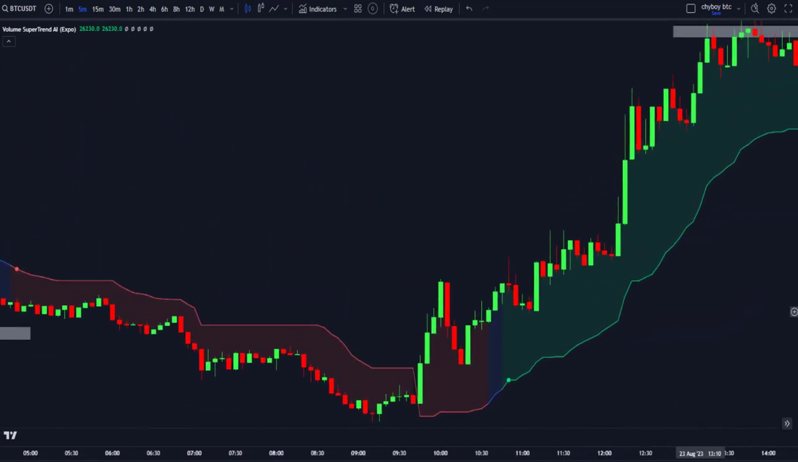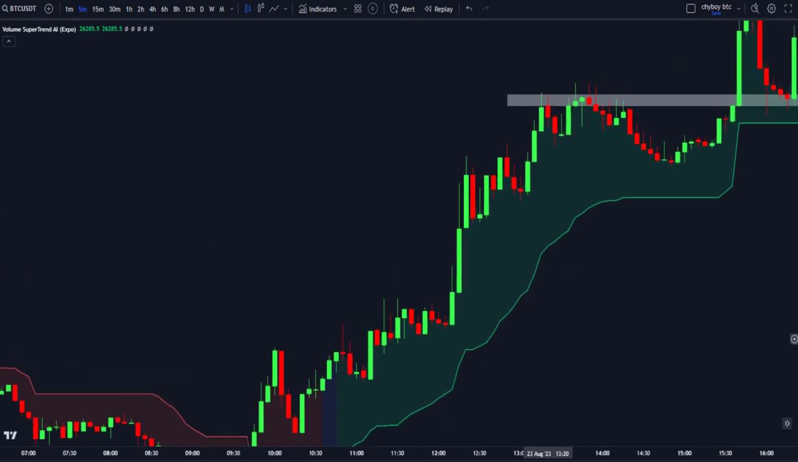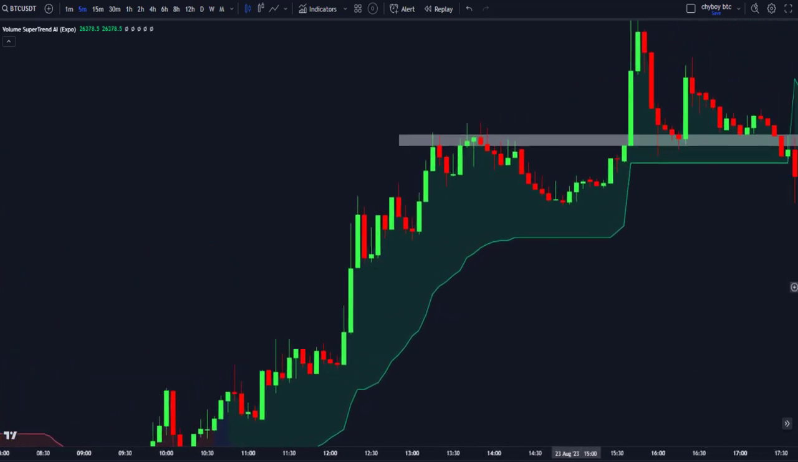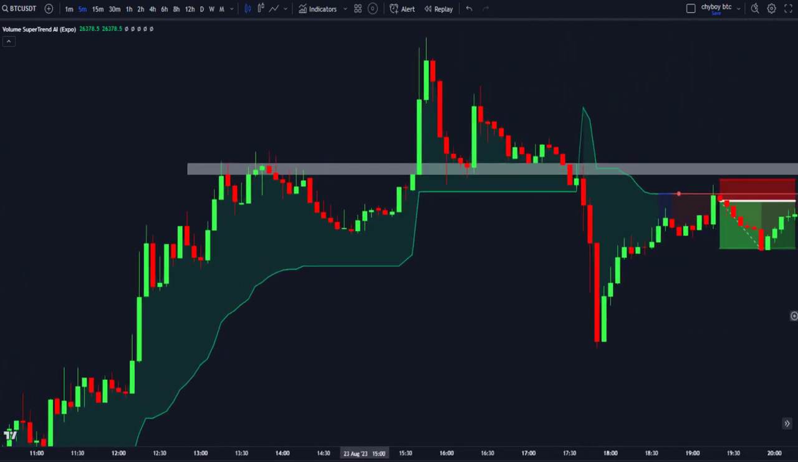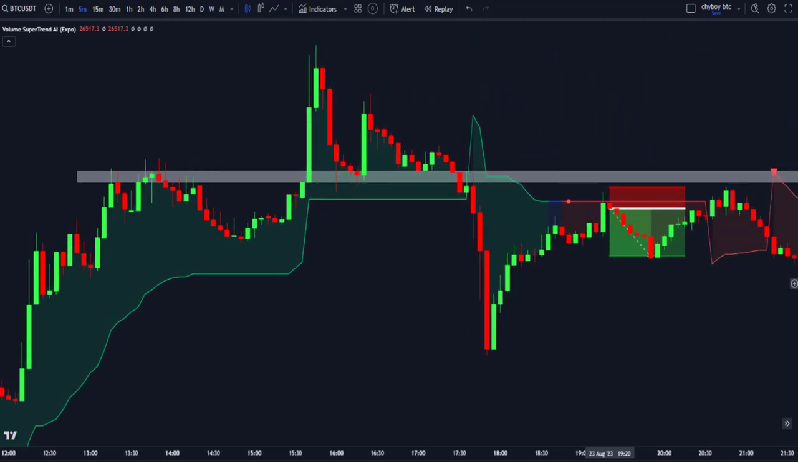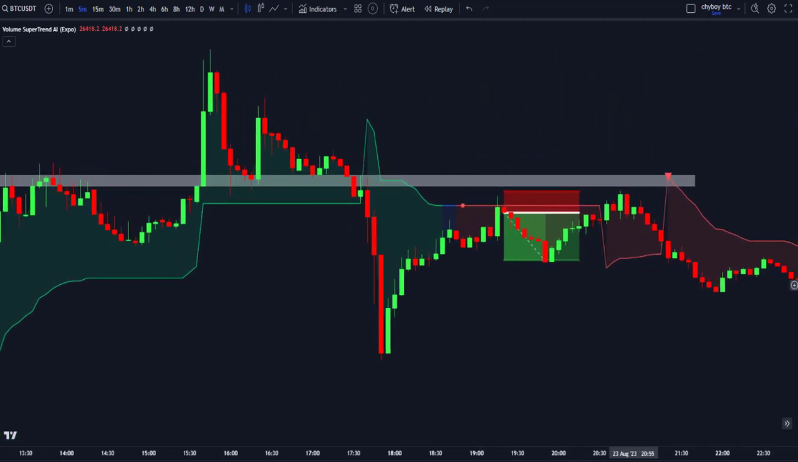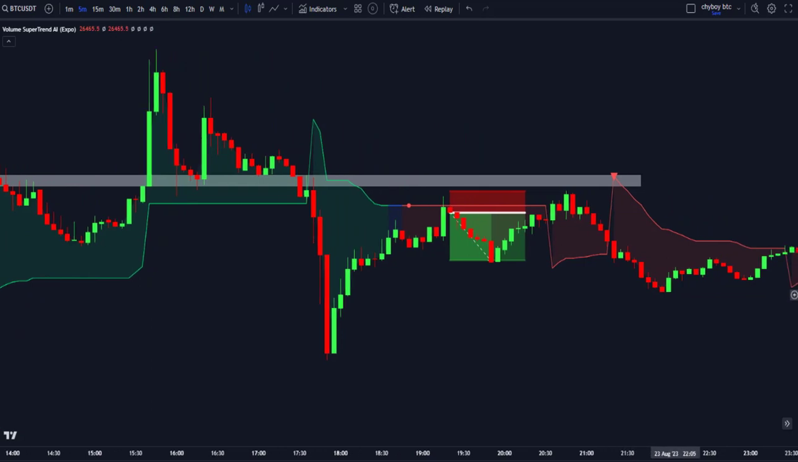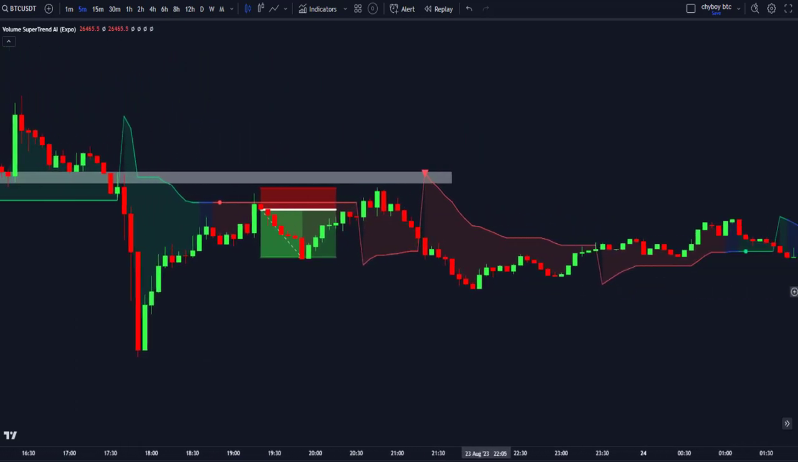The Volume Supertrend AI serves as a dynamic trailing stop loss, adjusting with both price movement and trading volume. This approach protects profits while allowing the trade room to grow, taking into account volume for a more nuanced response to market changes.